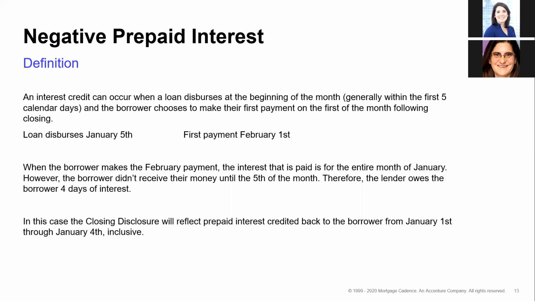Any questions on interest credit? I want to make sure that I explained it in a way that everybody can understand, because I feel like it's sometimes confusing to them, to us all. Does anybody know why interest credits are generally only allowed in the first 5 days of the month? Anyone want to guess? Is there a regulation that limits that?